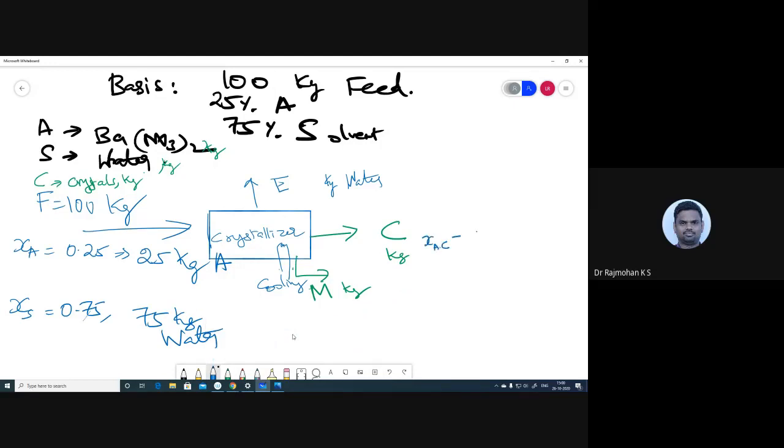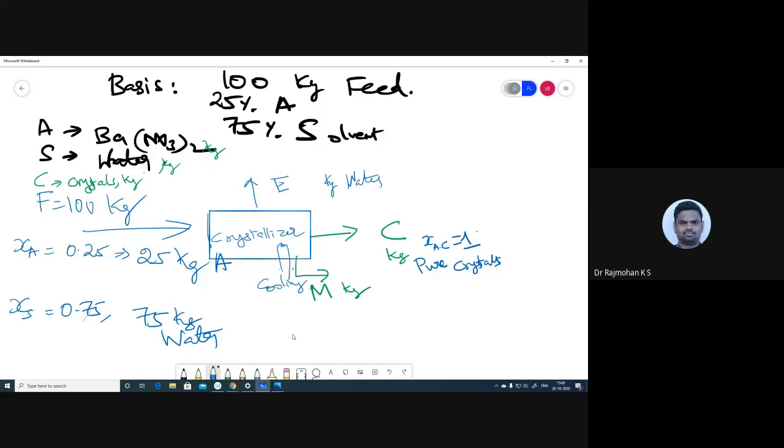XA in C is equal to 1. Remember, it is pure crystal. We have studied the concept. We are going to get pure crystal. That is the advantage of this process, right? So the crystals formed will be very pure in the system. So we have pure crystal, which means the amount of solvent present in the crystal is 0. Therefore, XAC is equal to 1.